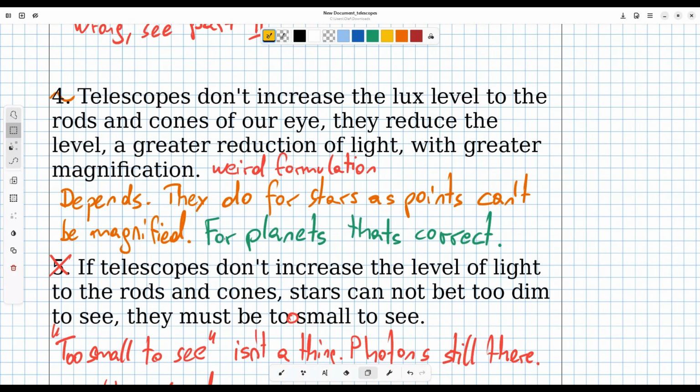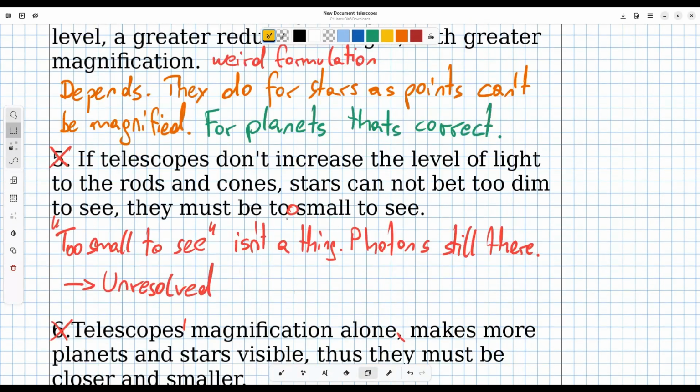First of all, it's a really weird sentence, the way that you phrase it, but okay. This depends. They do actually increase the light level for stars, because points can't be magnified like that. But for planets, this statement in general is correct. Lucky for us that plenty of light reaches us from, for example, Mars, from the closer-ish planets. So this is the only statement that I can give a passing grade here.